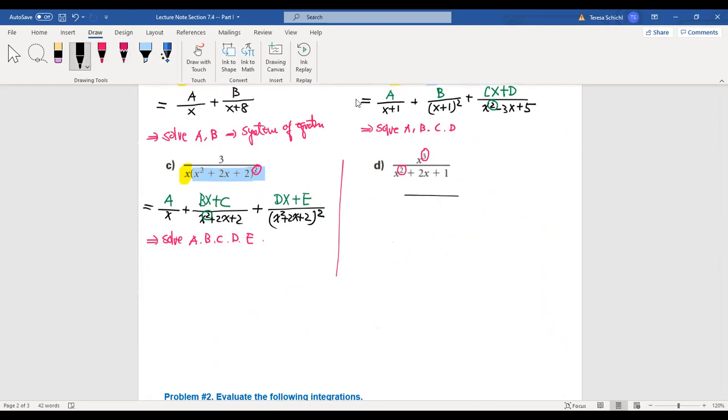Okay, so remember the long division. I need to have x cubed here. Then this is x squared plus 2x plus 1. So now, this will be x, right? Remember how to do long division? So x times x squared is x cubed, plus 2x squared, plus x, right?